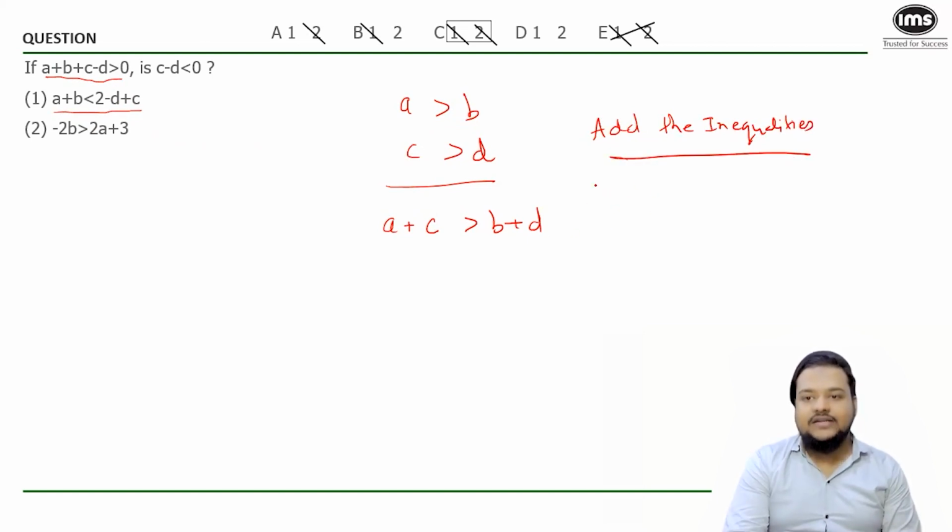All right. And just while adding the inequalities, make sure the orientation of the sign is the same, right? Make sure the sign is the same. Then you are allowed to add.